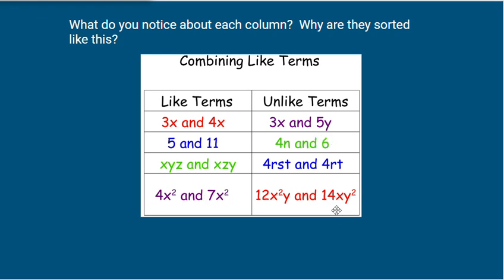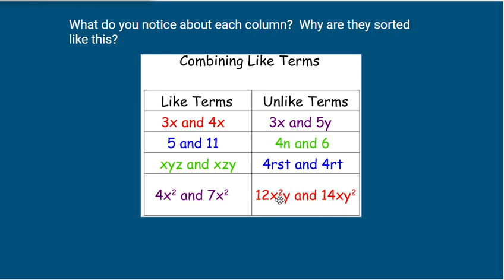Take a look at the ones where they're unlike. I'm not surprised to see this, right? Because those aren't the same variables. This has got a variable, this doesn't. This has got RST, this is missing an S. But now look at this. These are considered unlike. Why?